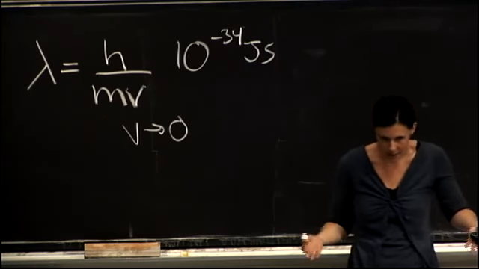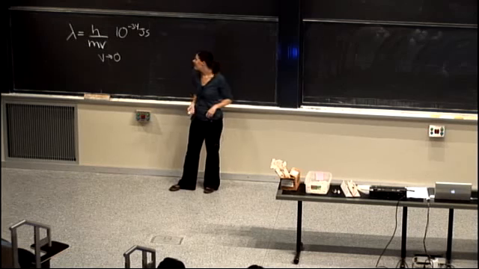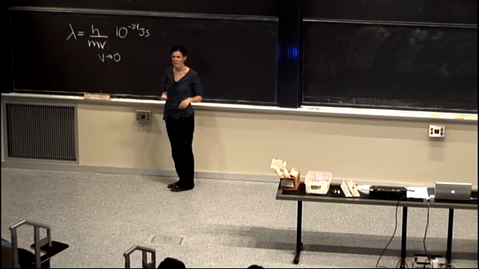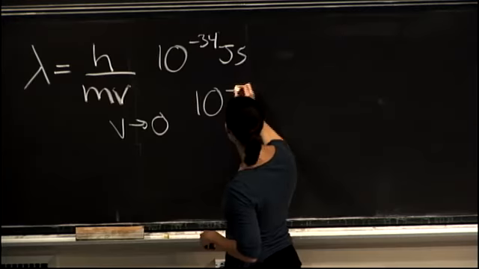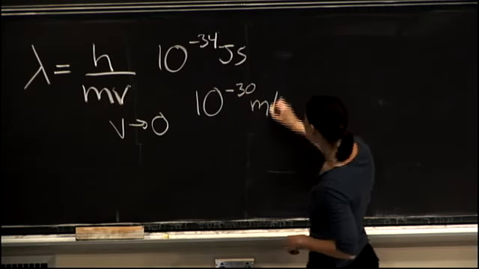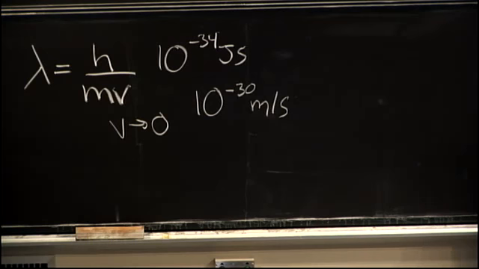So let's say we're talking about a baseball, with a wavelength on the order of the size of the baseball. If we think about the numbers, we would need a velocity of about 10 to the negative 30 meters per second. So first of all, that's pretty slow. It's going to be hard to measure anyway.